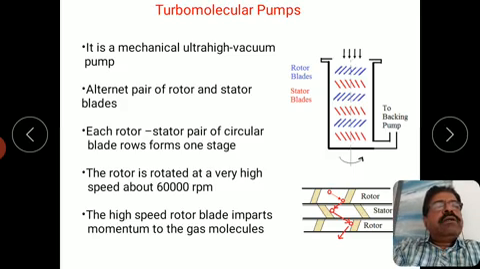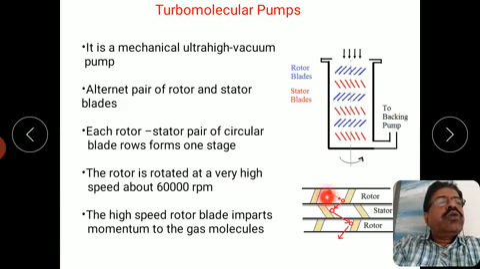So these high speed rotor blades are rotating, and suppose this chamber pipe is connected to this turbomolecular pump. The air molecules, or whatever gas is present inside the chamber, enter into the turbomolecular pump. At the first stage they will collide with these rotor blades. Suppose this is the first gas molecule. It collides with this particular rotor blade, and it is reflected with a very high velocity to the stator blade, making certain angles.